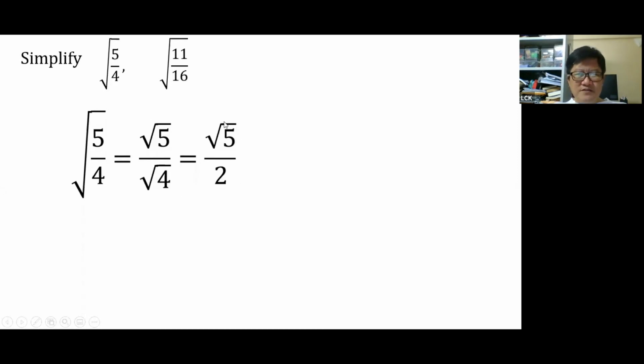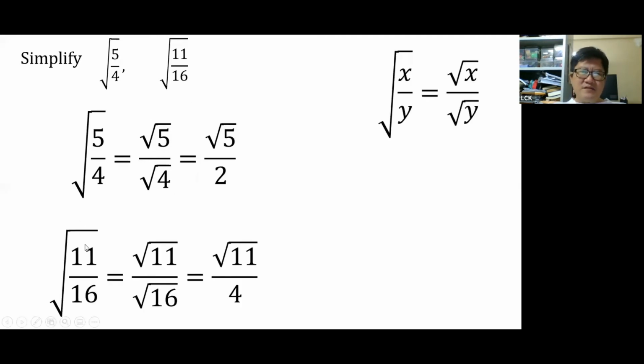And this is the simplified form of whatever you started out with. All right, let's do the second one. Square root of 11 divided by 16. Again, break it down. Always break it down into two surds, okay? And square root of 11, that's it, retain that. And square root of 16, you get a 4 out of that. So that's your answer. All right, that's a simplified form of square root 11 over 16. And that's all you have to do for simplification.